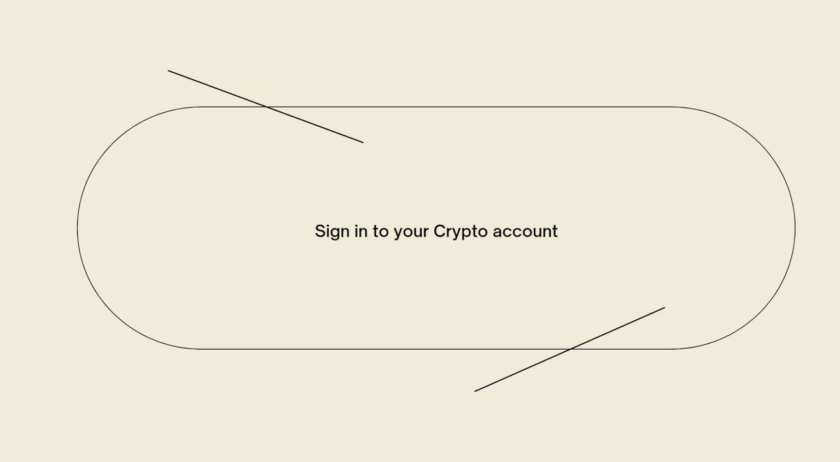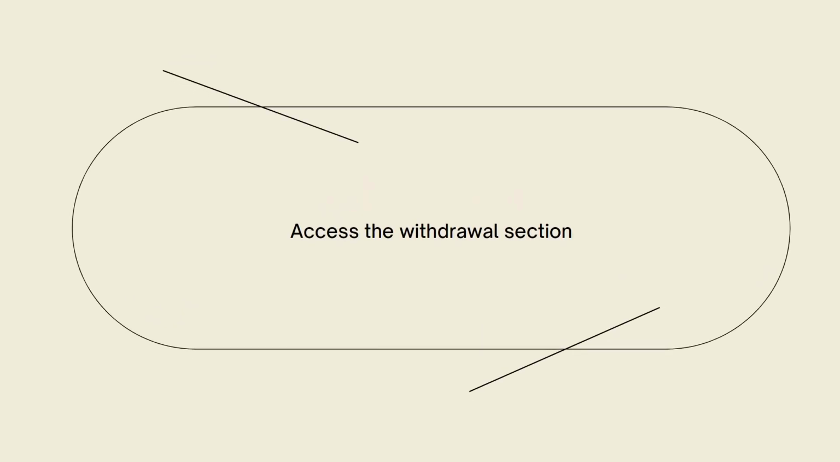Now sign into your crypto account. Open your web browser and go to the crypto.com website. Sign in to your crypto account using your registered email address and password. Access the withdrawal section. Once logged in, navigate to the withdraw or send section on crypto.com. The location of this section may vary depending on the crypto interface.